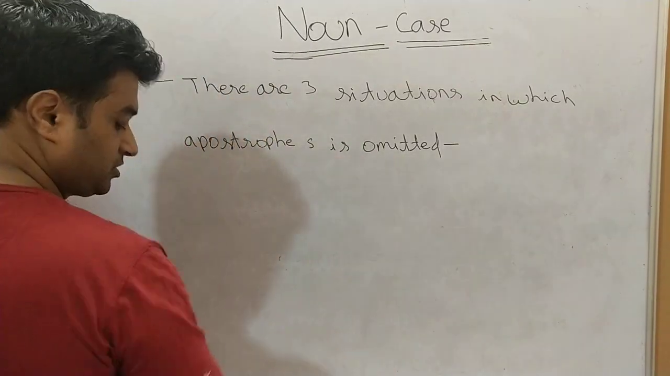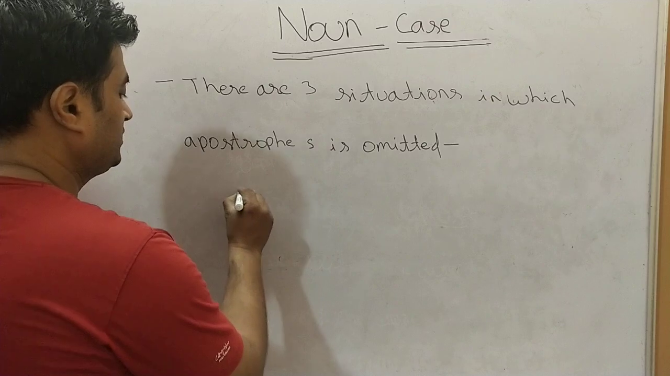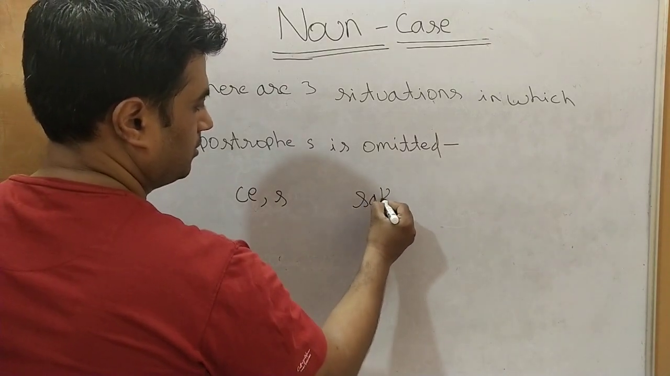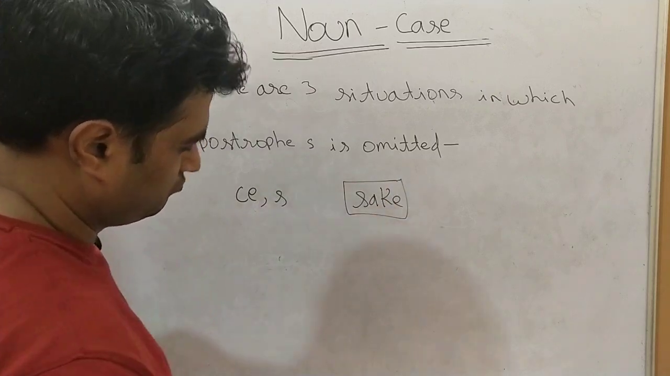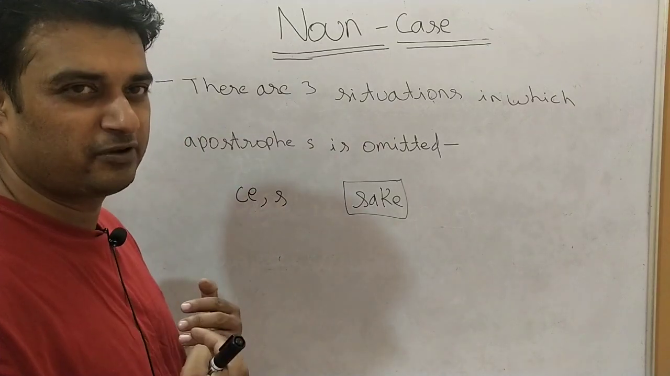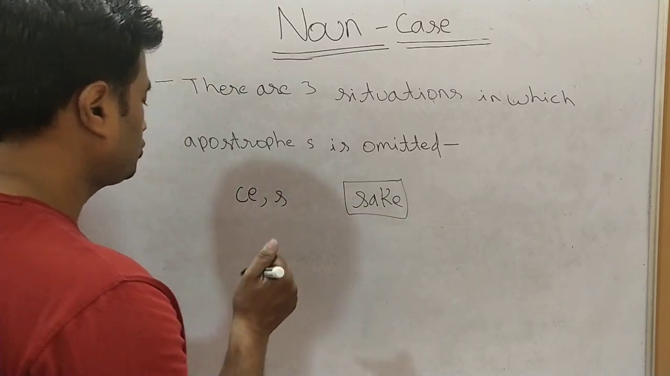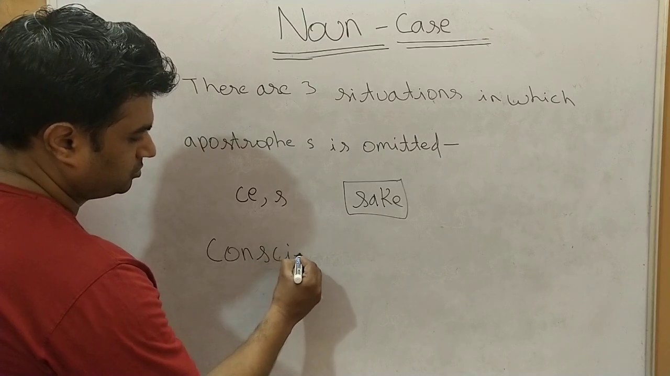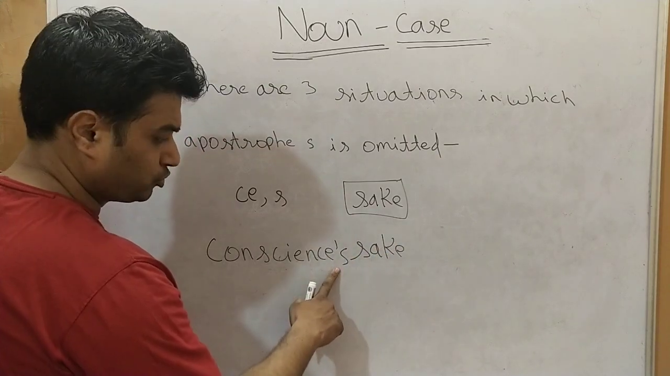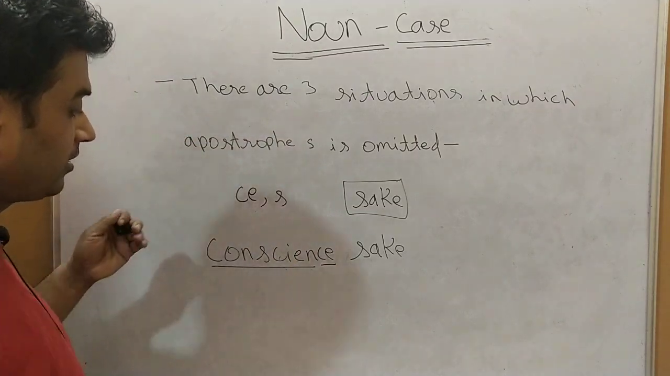Third situation, when we do not use apostrophe S in the possessive case: whenever there is a singular noun and that noun ends with ce or s and is followed by the word sake, S-A-K-E. Generally we use it like, can you do this for my sake, meaning for my benefit, or for God's sake. So, for example, conscience sake. Why do we not use apostrophe S here? Because this word ends with ce.